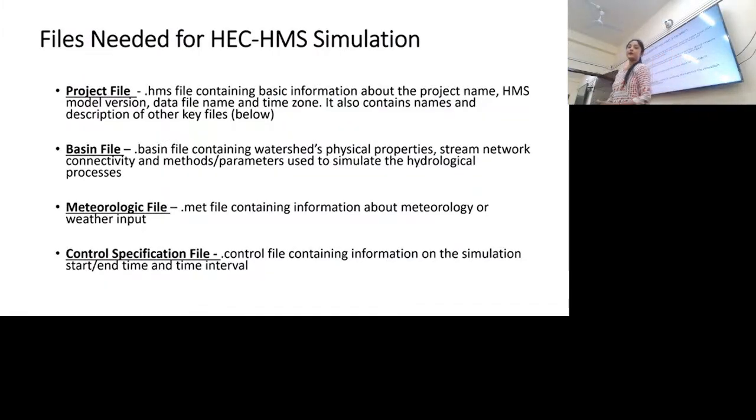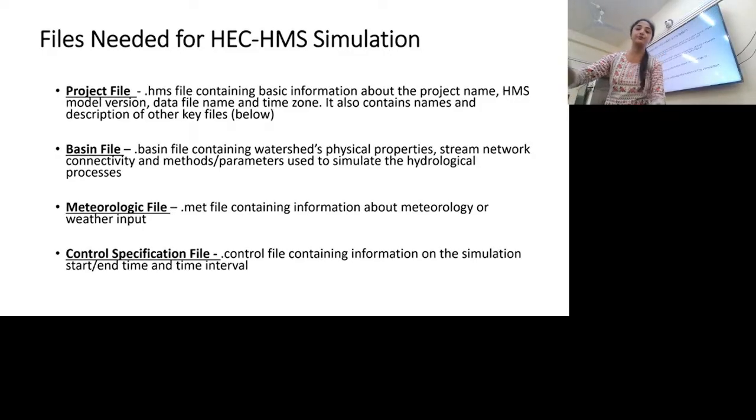When we create a HEC-HMS model, you have to develop 4 different files. The first one is your project file. Project file means you first create the project. This project file will have the extension .hms, and it contains the basic information about the project name, what version you are using, data file name and time zone.